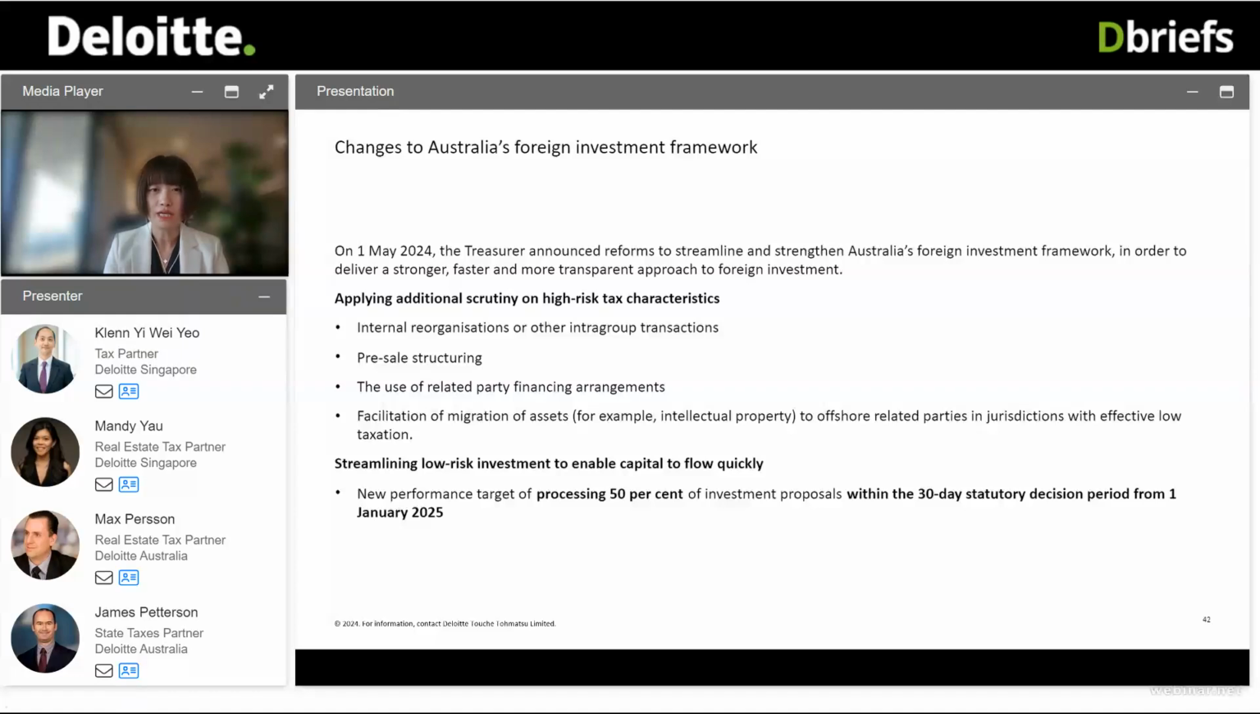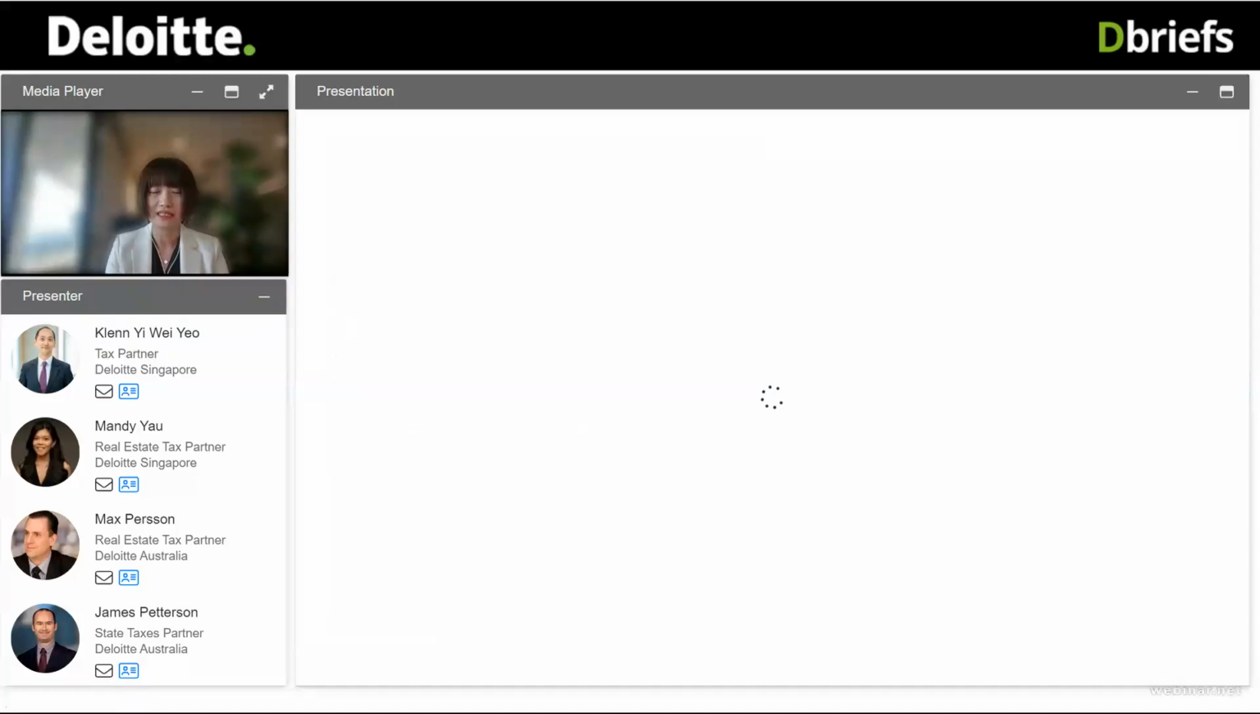On 1st of May 2024, the Treasurer announced reform to streamline and strengthen Australian foreign investment framework. Under the reform for low-risk investment proposals, from 1st January 2025, Treasury will adopt a faster approval process aiming to process 50% of the investment proposals within 30 days statutory period. However, on the other hand, for those high-risk investment proposals, which will face additional government review process, this includes arrangements considered high tax risk. For example, internal reorganizations, pre-sale restructure, as well as the use of related party financing arrangement. Next, we are going to discuss the proposed CGT reform.